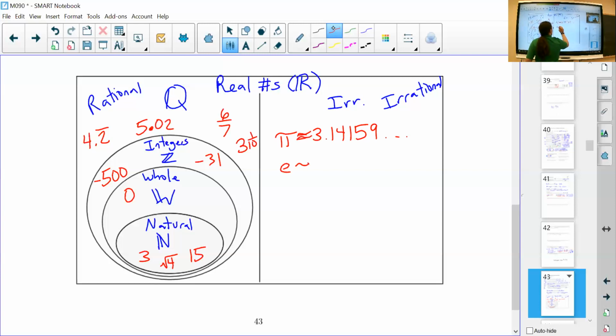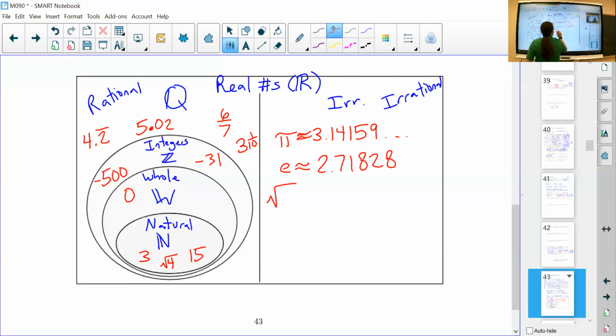E is similar, 2.71828. Actually, the next part is 1828 again. You think it repeats, but it doesn't. The next one after that is a 4.